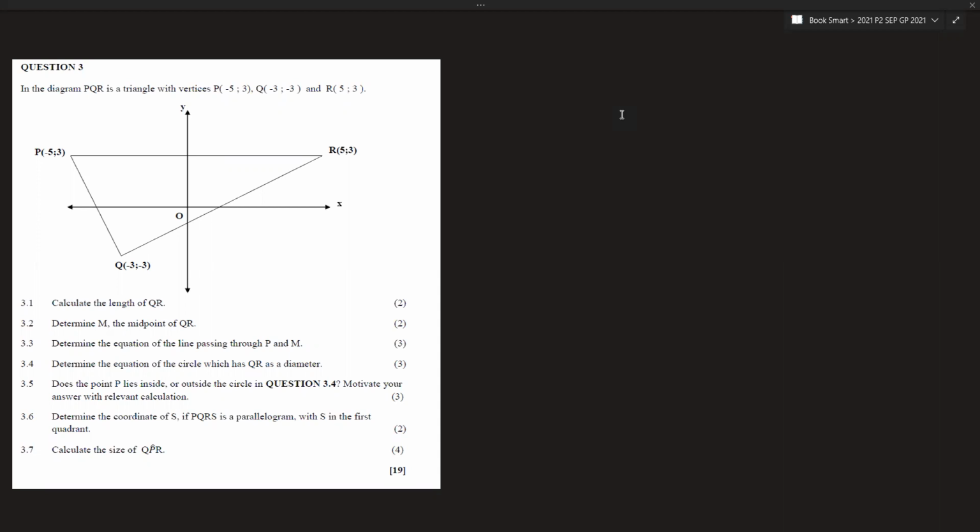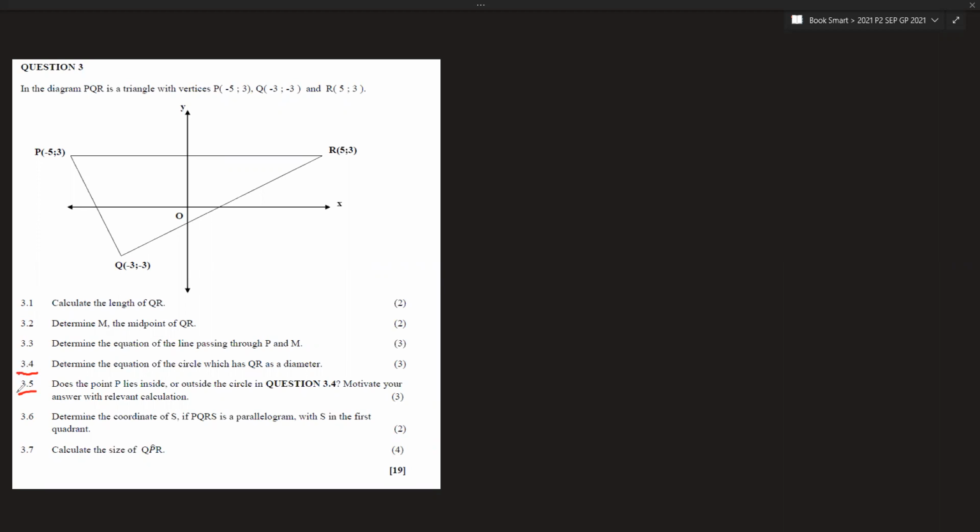This question is suitable for both grade 11 and grade 12. However, if you are in grade 11, you are going to quickly skip 3.4 and 3.5. Those are only suitable for grade 12, but the rest of the questions you can still do, because they are also examinable in grade 11. Okay, so let's get straight to it.